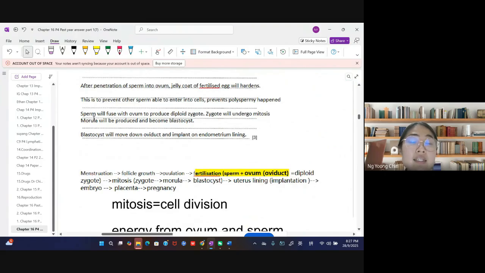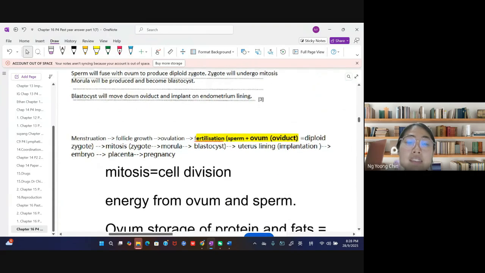And then you can say that after the sperm fuses with the ovum to produce the diploid zygote, the zygote will undergo mitosis. So they will produce a what? Morula, okay? Morula means what? Morula refers to a ball of cells. Okay, so morula later will become blastocyst. The blastocyst will move down the oviduct, then it will implant on the endometrial lining.